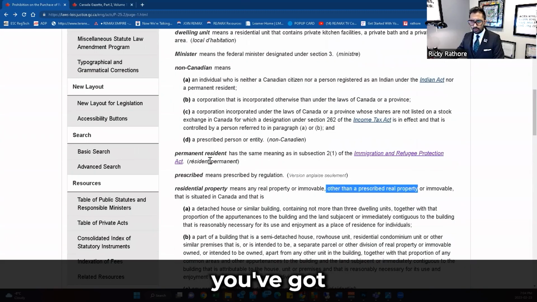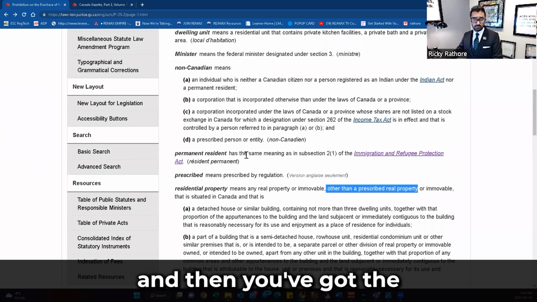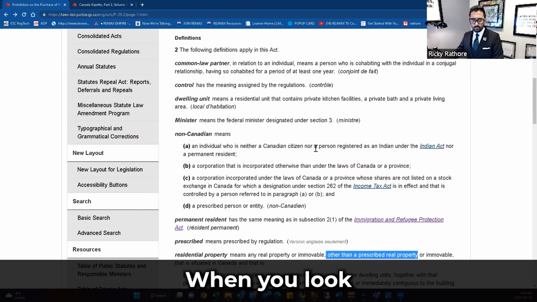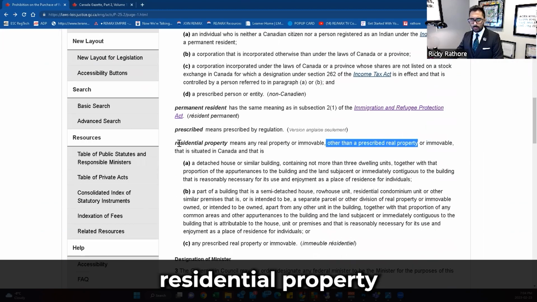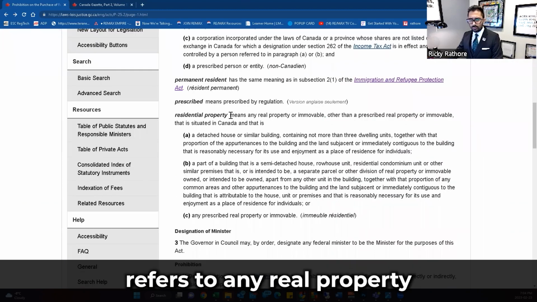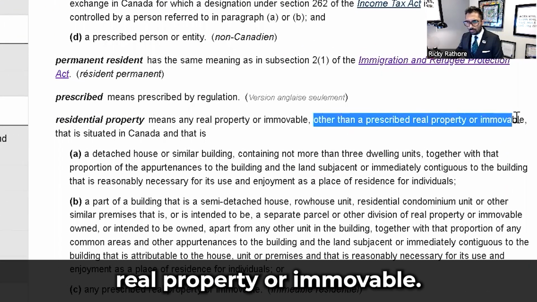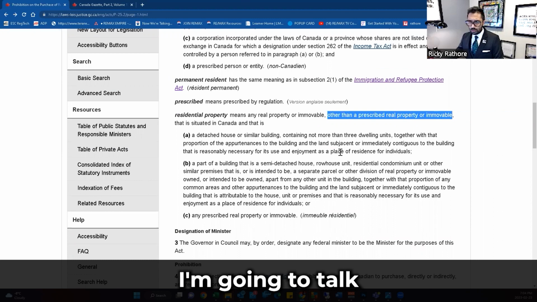And at first blush, you've got the obvious exemptions, and then you've got the not so obvious exemptions. So let me talk about the not so obvious exemptions. When you look at the legislation, residential property for the purposes of this act refers to any real property or movable other than a prescribed real property or movable. And then it goes on to talk about what that means a little bit. What they don't do is elaborate on what the prescribed real property or movable refers to.